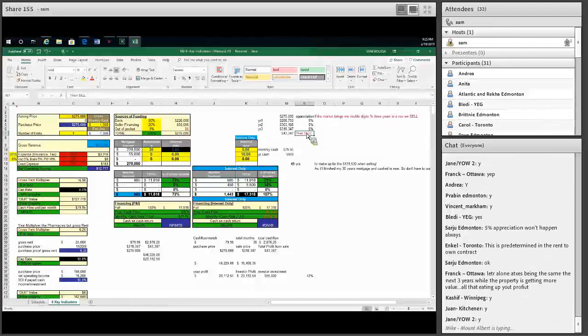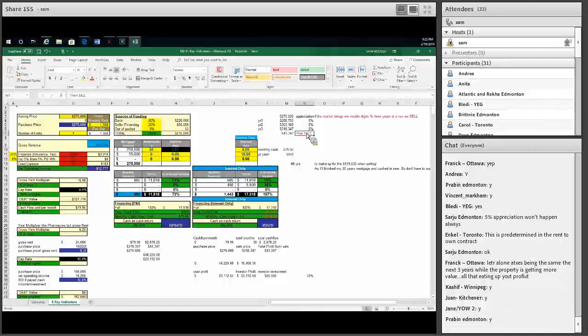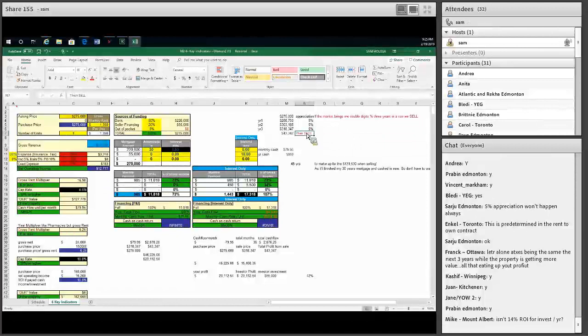But this is a good exercise because you need to do this stuff. Now obviously we've used this as a sheet to work out rent to own. There's a different sheet we'd use for rent to own. But the point is the numbers are the numbers, right?